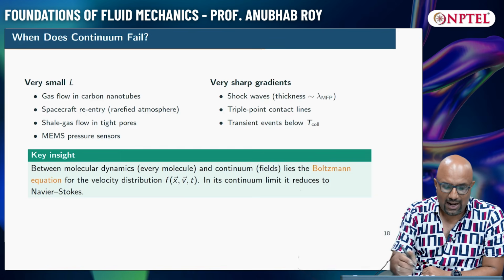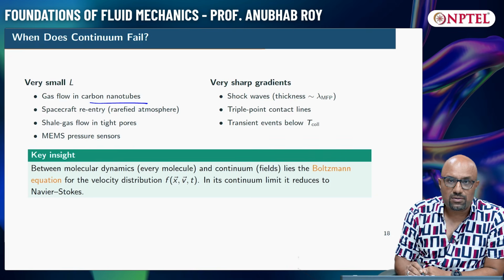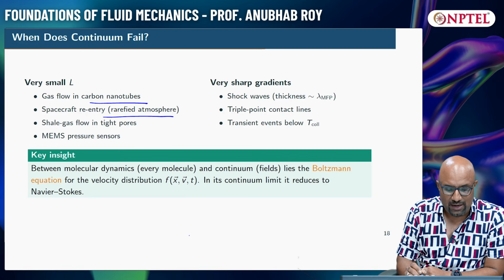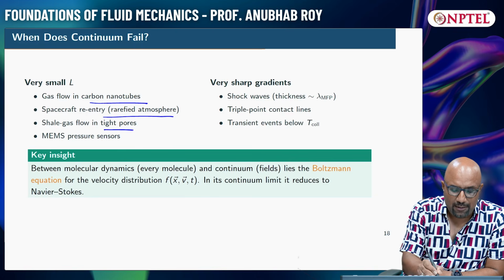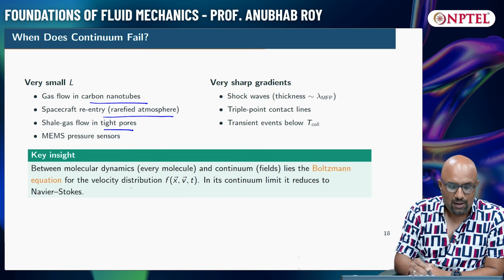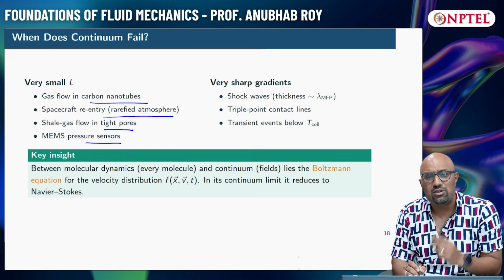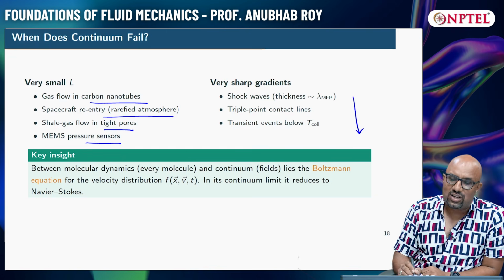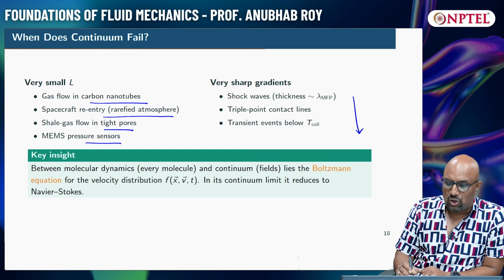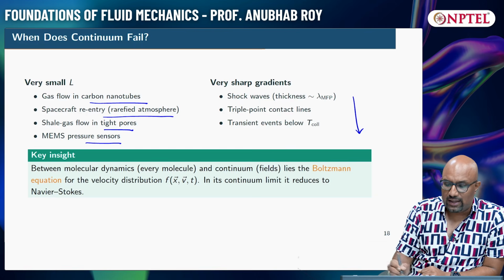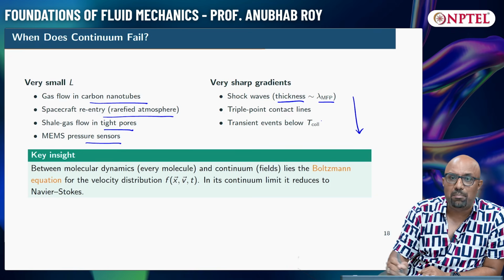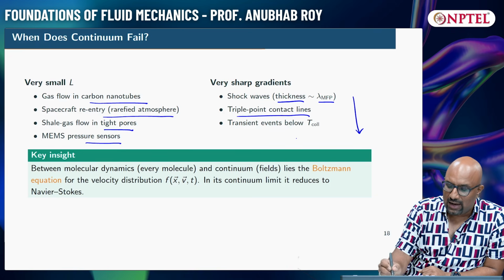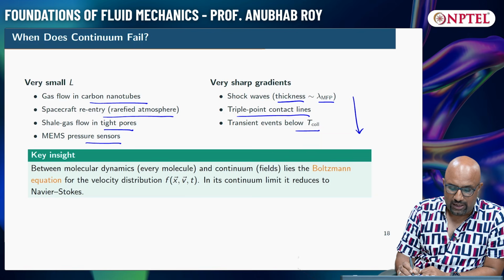So very small L, as I said: carbon nanotubes, classic example, rarefied atmosphere, re-entry of spacecraft, flow through tight pores, shale gas flow, MEMS pressure sensors. These are all scenarios where L is quite small. Or you have very large gradients. So you can have shock waves, where the thickness of the shock wave becomes comparable to the mean free path, the triple point contact lines, transient events that are happening below the collision time.